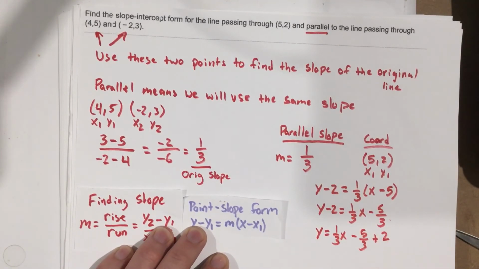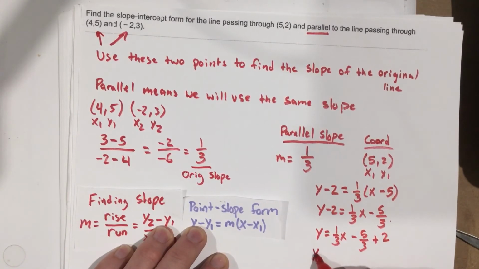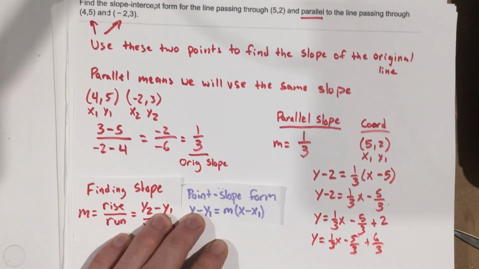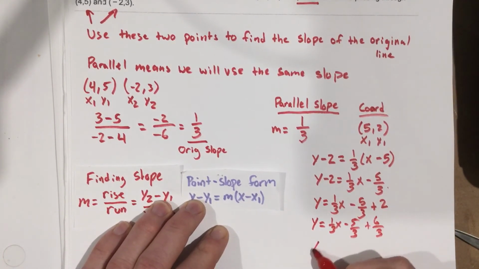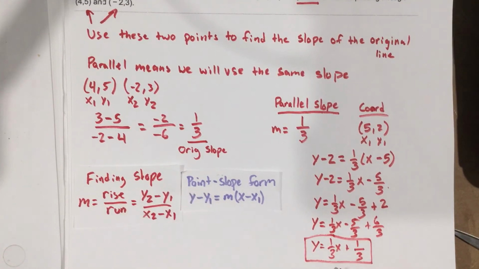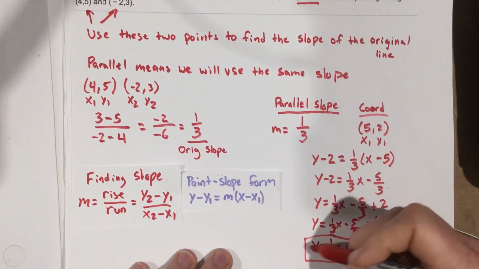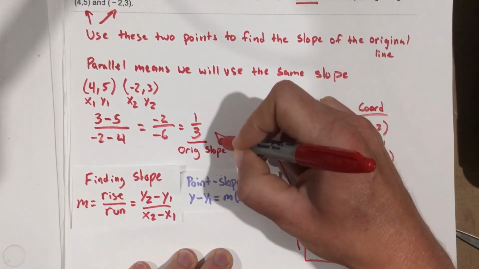If I rewrite 2, I can rewrite that as 6/3. So y equals 1/3 x minus 5/3 plus 6/3. And we end up with y equals 1/3 x plus, well, that'd be 1/3. So this is the equation that is parallel to this original line.